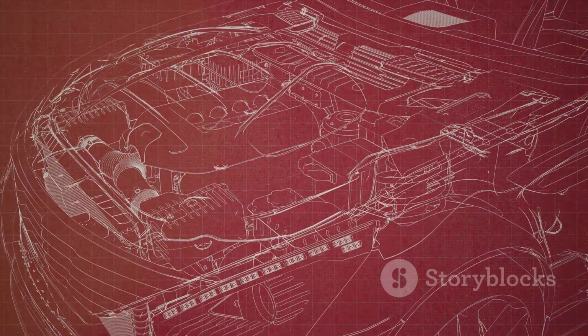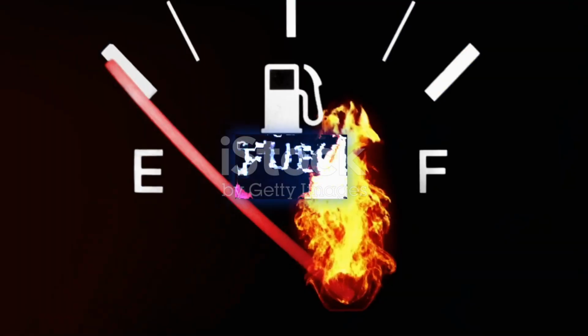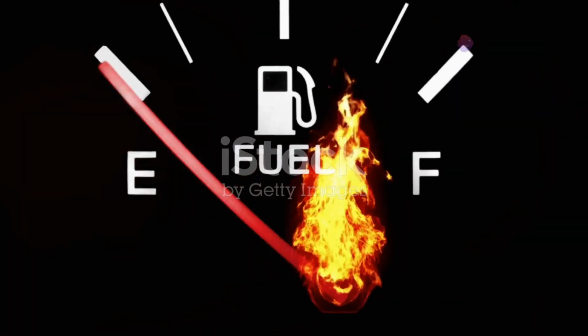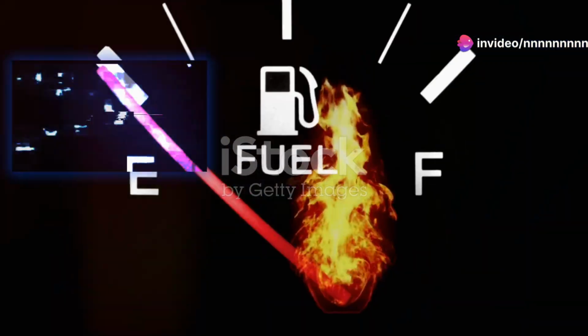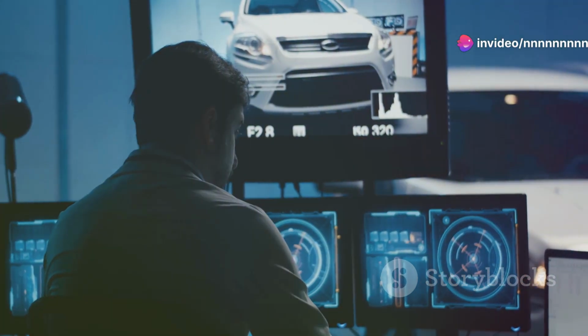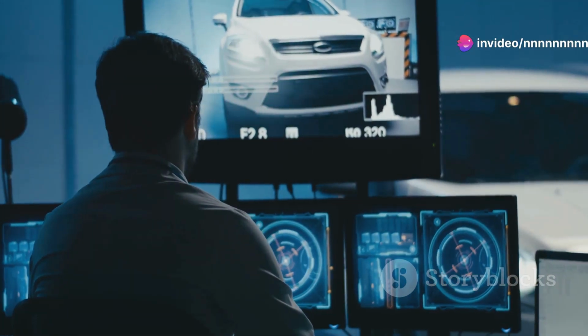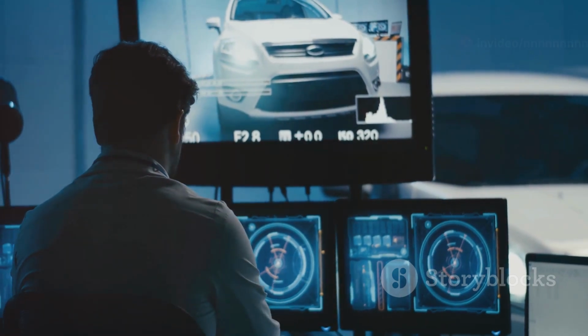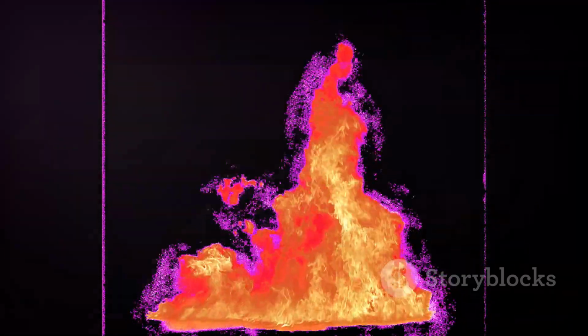Section 7. Thermal efficiency, maximizing energy conversion. Thermal efficiency represents the percentage of the fuel's energy that is converted into useful work. Maximizing thermal efficiency is a primary goal in engine design, as it directly translates to better fuel economy. Various strategies are employed to improve thermal efficiency, including optimizing the combustion process, reducing heat losses, and improving the thermodynamic cycle.